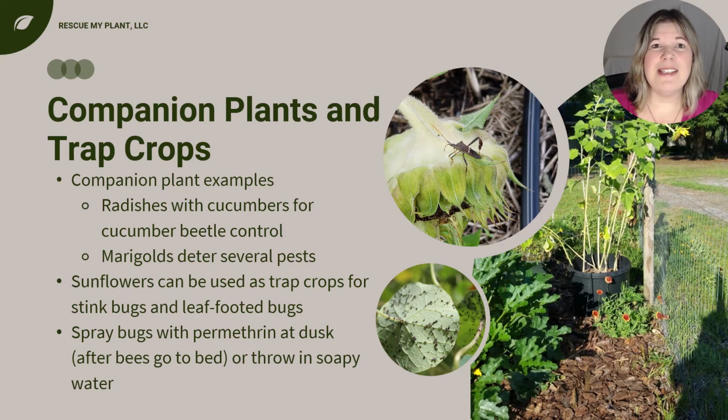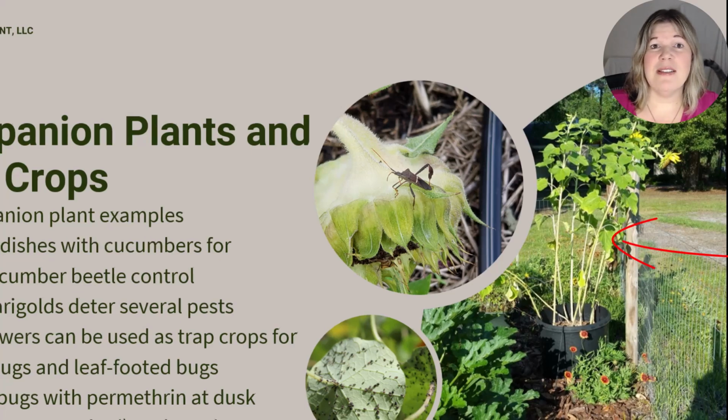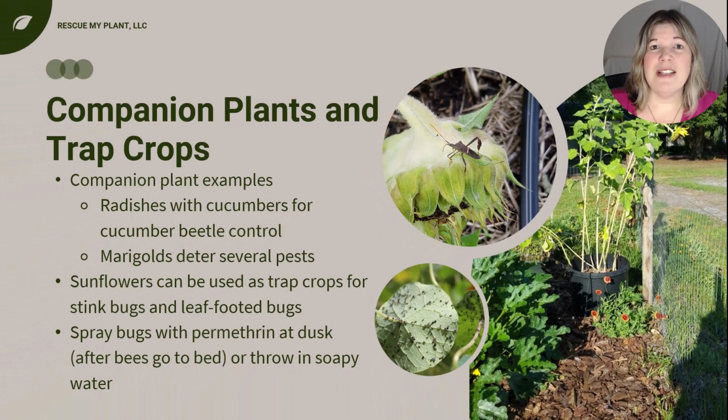Trap cropping is slightly different. You plant a crop that is more attractive to a pest on the perimeter of your garden, and when the pest feeds on the plant, you kill them before they reach your crop. An example of this is planting large sunflowers outside of your garden. Stink bugs and leaf-footed bugs are attracted to the blooms. You spray the bugs at dusk with a quick knockdown pesticide like permethrin after the bees are back in their hive. The other option is to throw them into soapy water, which is what I do.